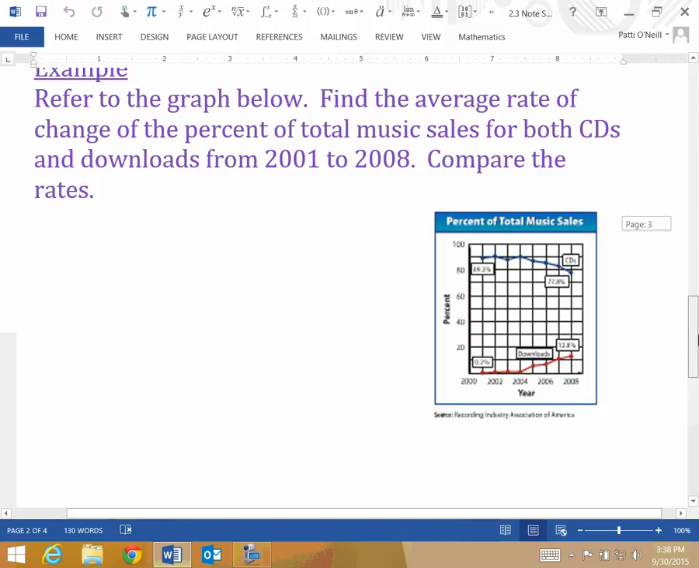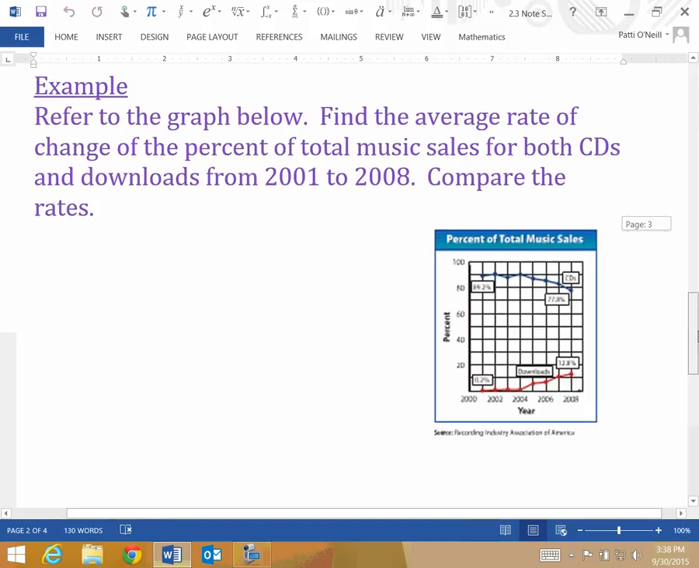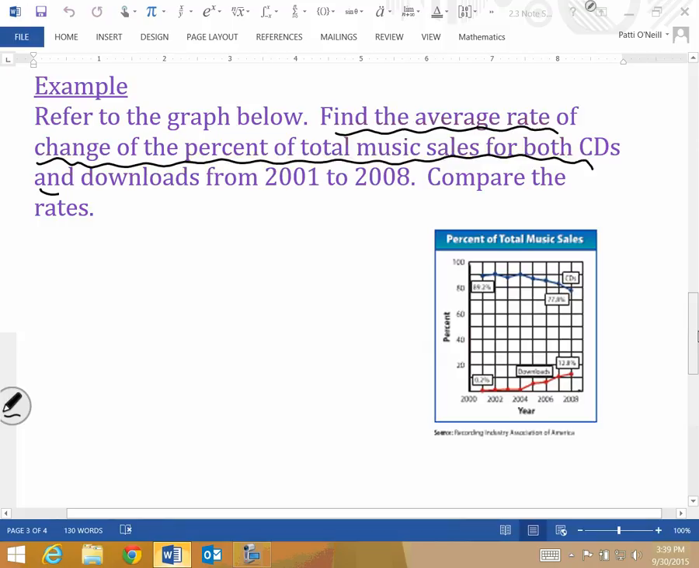All right, I have a graph. The graph is a little bit hard to read when I put it up here on the document, so I'll give you the numbers a little bit more specifically here. But I ask you to refer to the graph. You notice a lot of these are application type problems. Refer to the graph below, find the average rate of change of the percent of total music sales for both CDs and downloads from 2001 to 2008 and compare the rates.